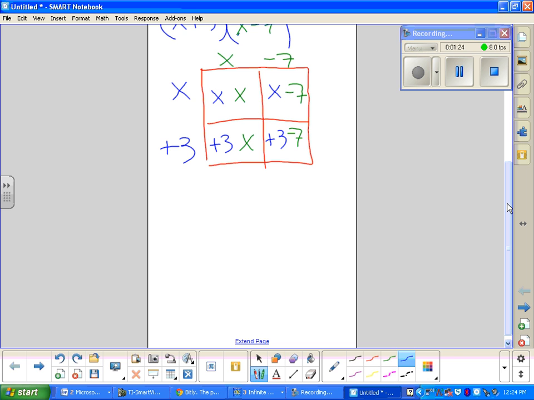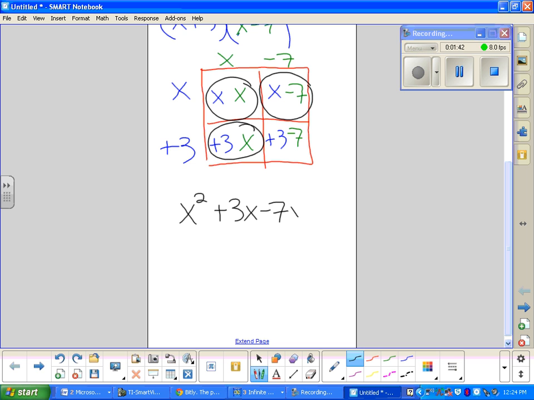Once I do that, then I start multiplying what's in the boxes. x times x is x squared because there's two x's. 3 times x is plus 3x. Negative 7 times x, or x times negative 7, is negative 7x. And lastly, it's 3 times negative 7, which is negative 21. So I don't have an answer yet, but I have a bunch of terms.